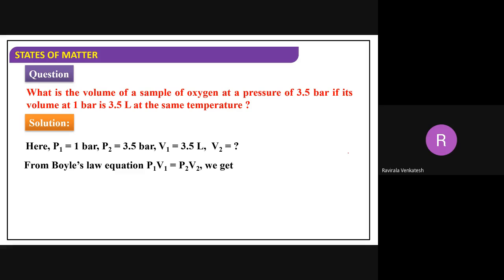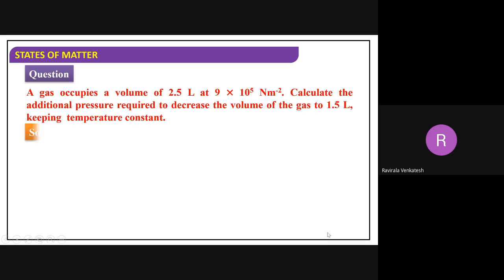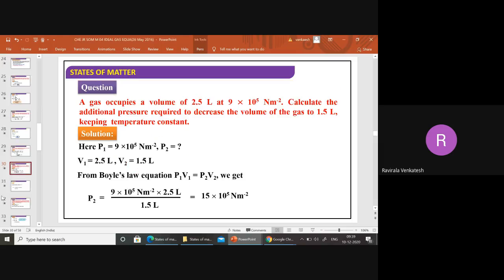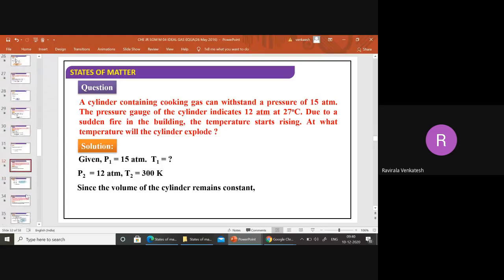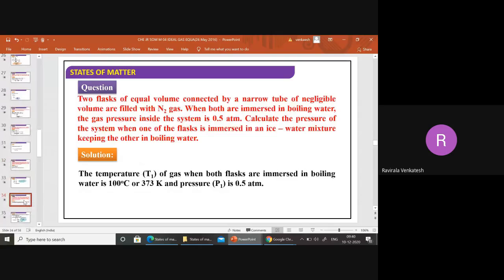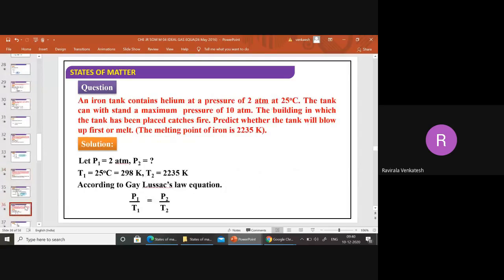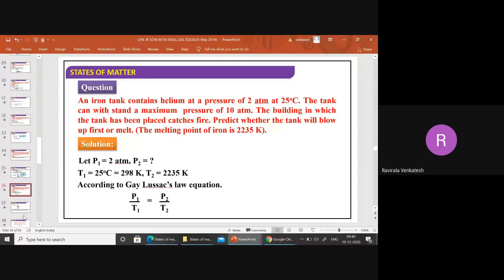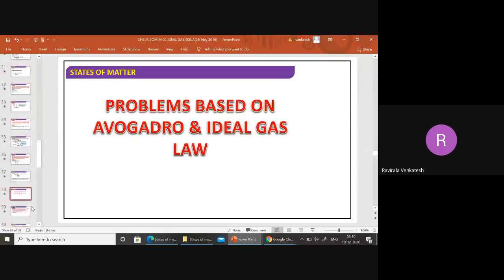The volume of the sample of oxygen at pressure 3.5 bar, if volume is 1 bar, same thing you can do. I think we have discussed this problem last class only. I think we did not discuss it.